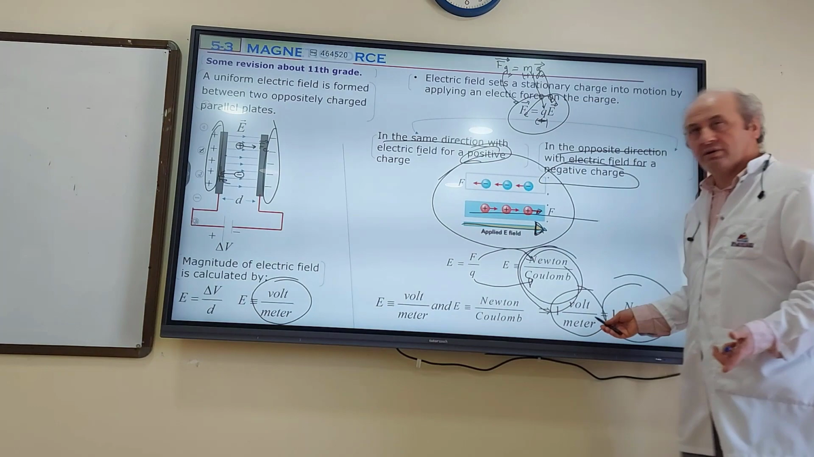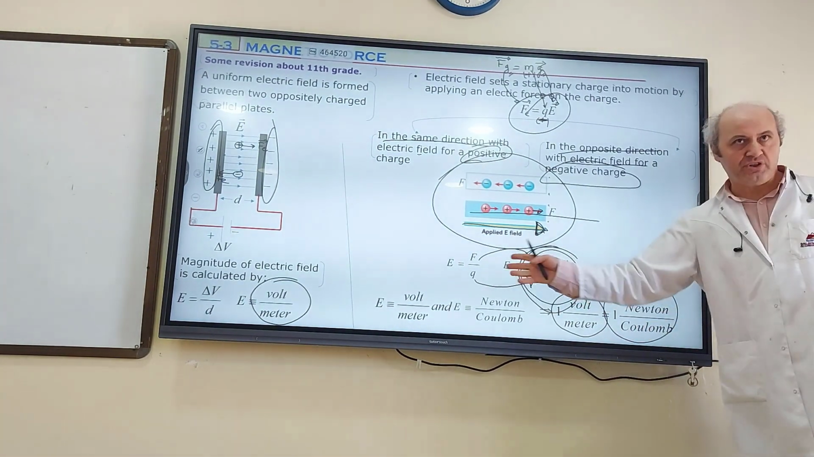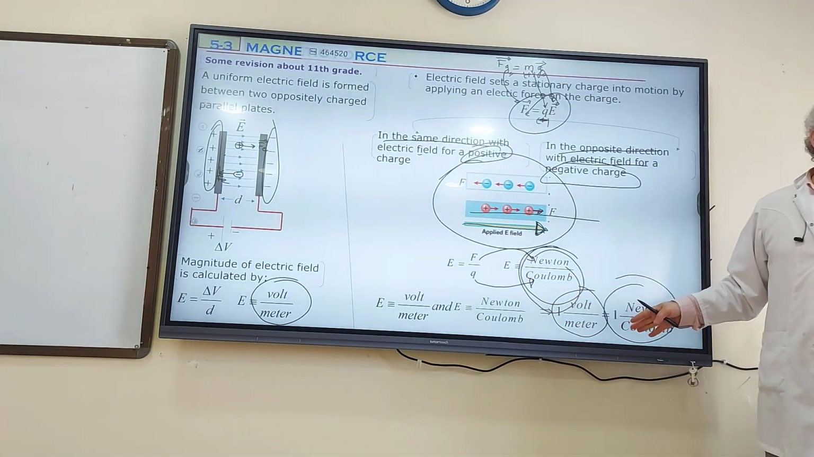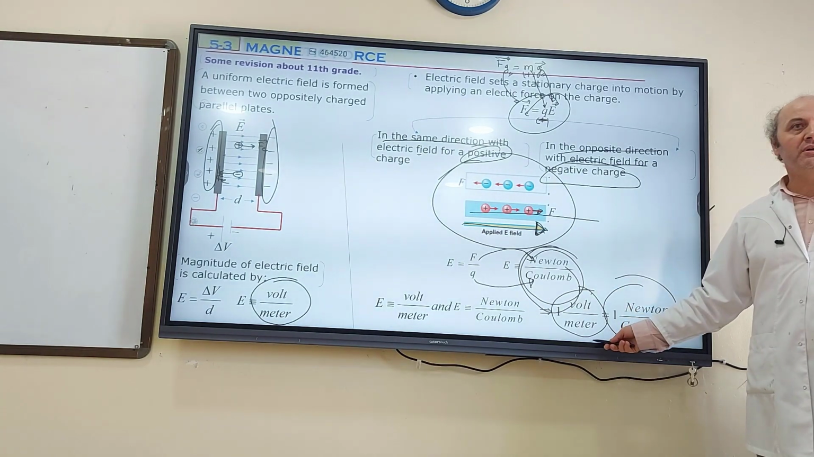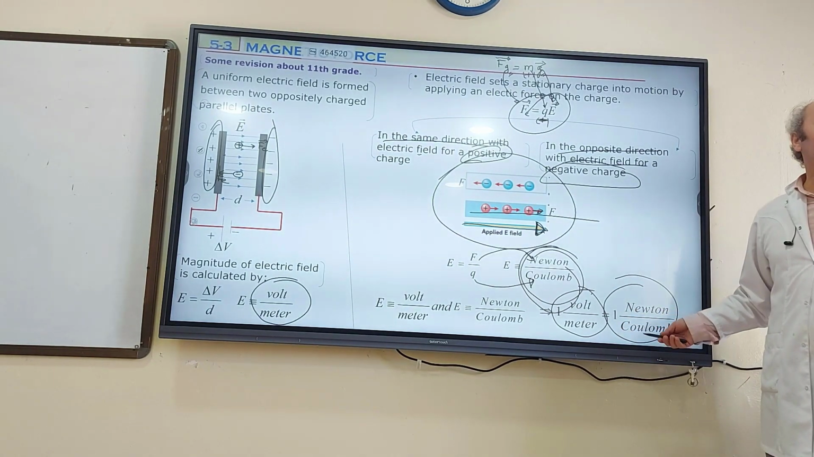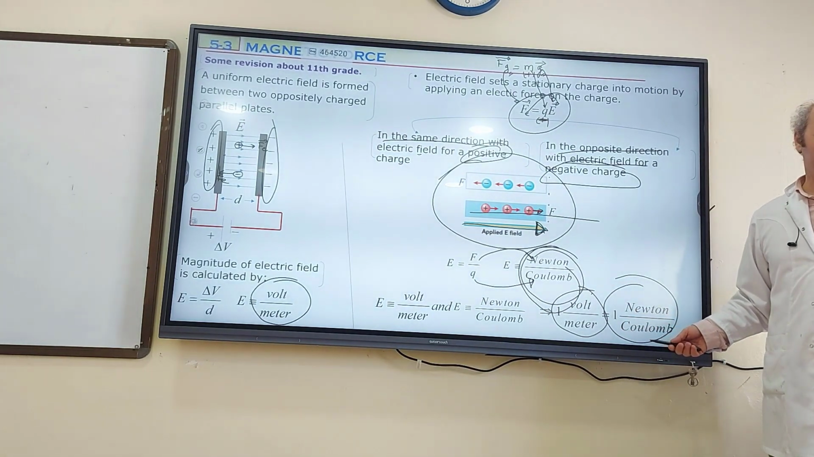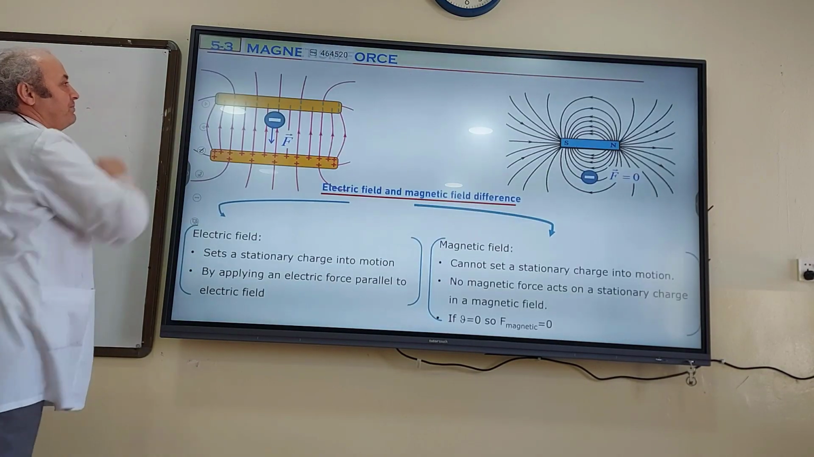It is also better to know that there are two equations for electric field, so there are two units for electric field: volt per meter and also newton per coulomb. They are equal units. Okay, now let's continue.